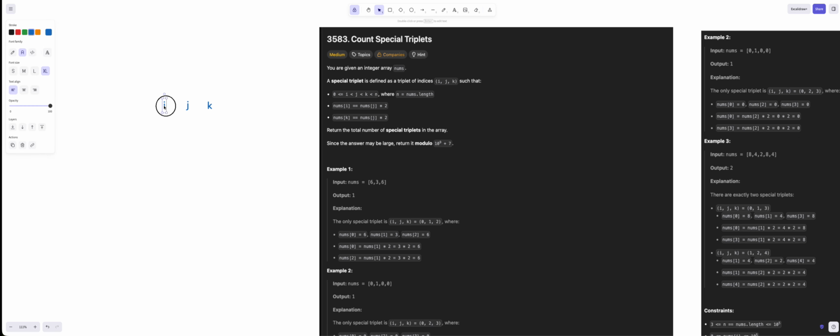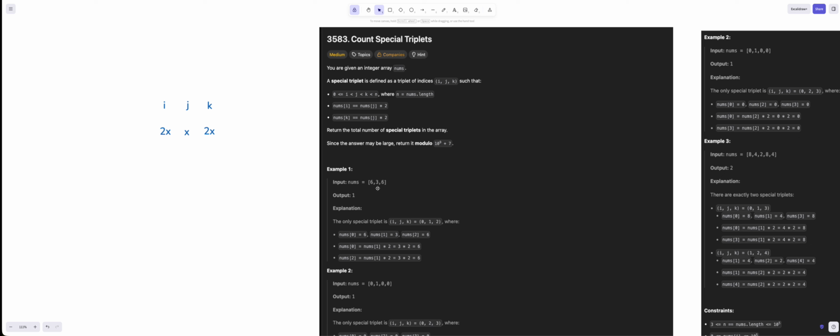How do we want it? The values at i and k should be twice the value at j. Let me think about it. Let's consider this is x, so j is x in mathematical format, and i should be 2x, the same for k. So if i and k are 2x and j is x, that is one triplet we can find. That's exactly what we are given in example 1, which is quite straightforward.